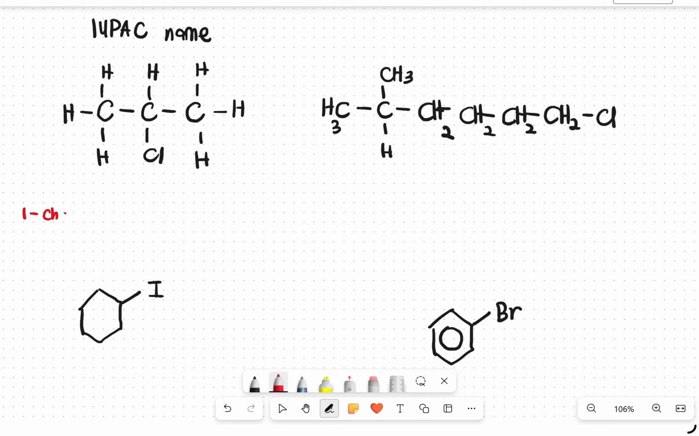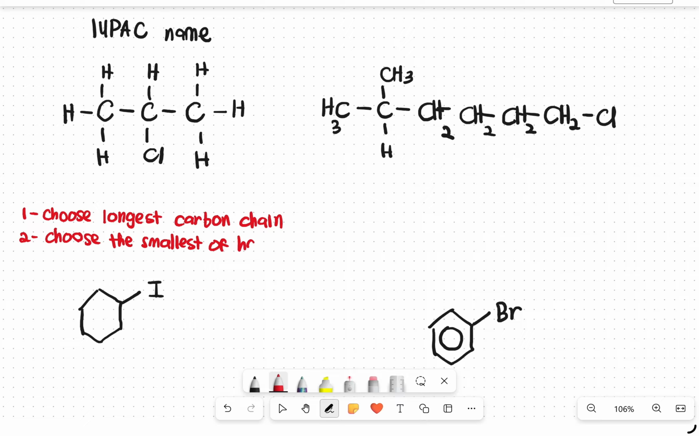First rule, choose the longest carbon chain. So you have to remember the rules. Okay, and then second rule, choose the smallest number of halogen attached on the carbon. So we choose the smallest carbon number for halogen. Okay, smallest carbon number of halogen.